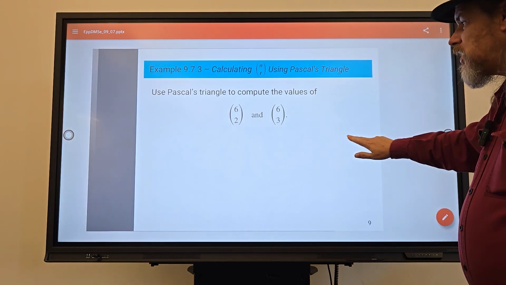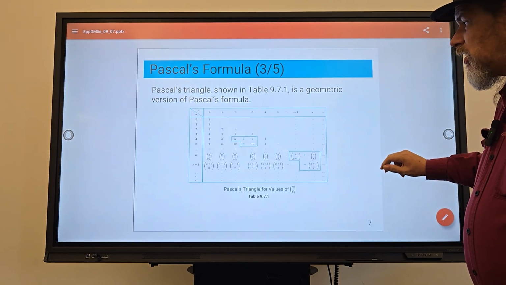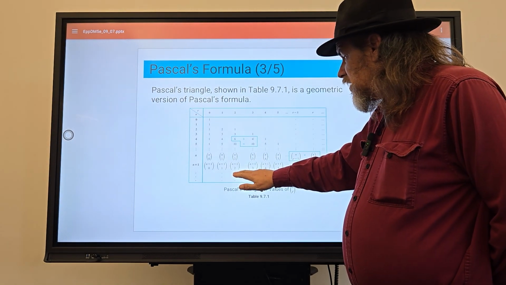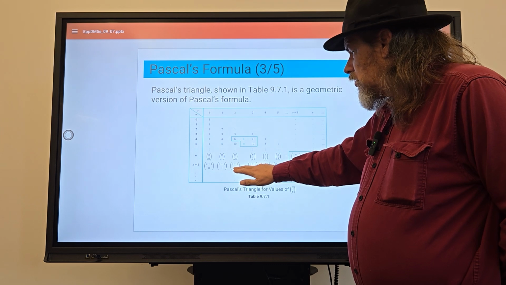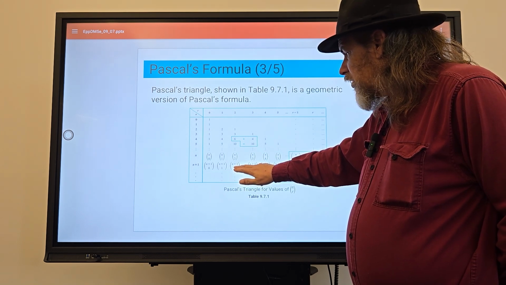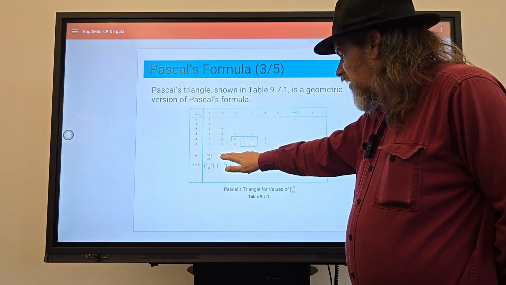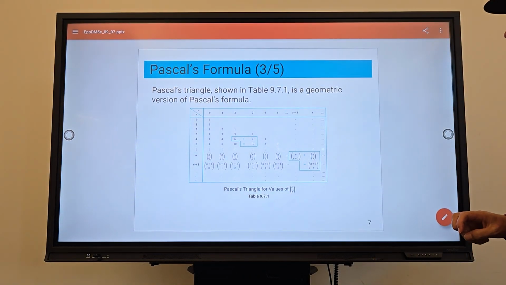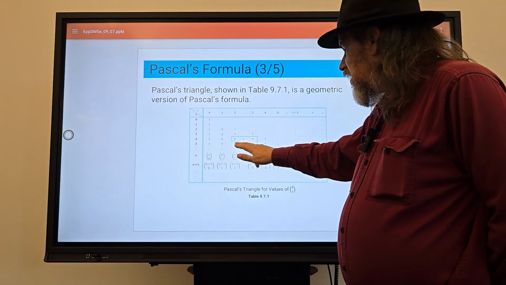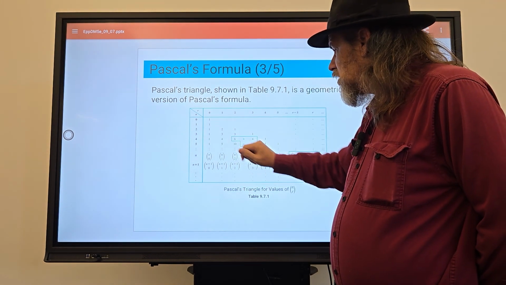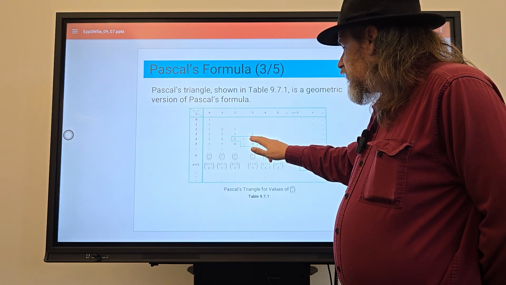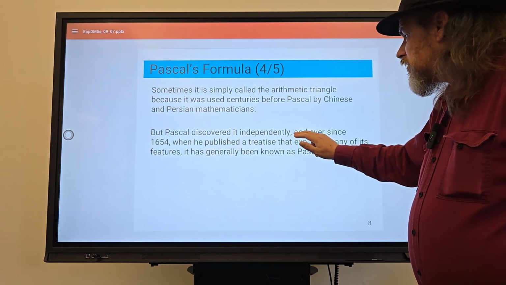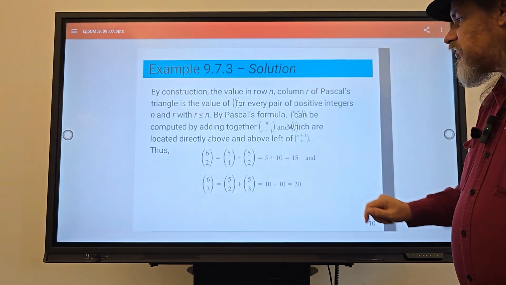So this value here is the sum of this value and this value. Like 10 is the sum of 6 and 4. 5 is 4 and 1.